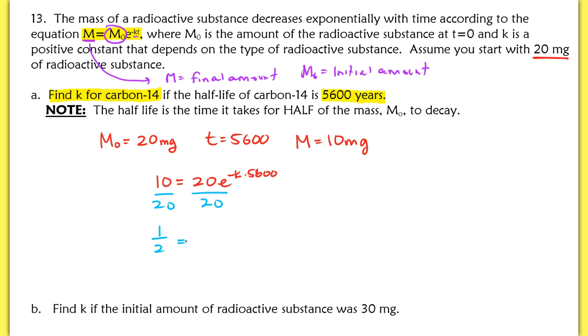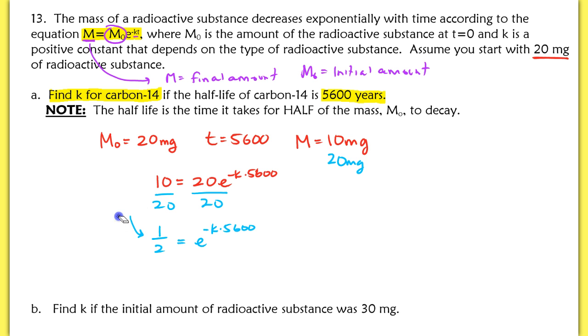Now, anytime you do a half-life problem and it asks you to figure out the k value or even the amount of time, you're always going to end up with 1/2. For example, if I started with 40 milligrams and asked how long it would take to decay to half of its amount, then your final amount would be 20 milligrams. So you would start with 20 equaling 40 times e to the something, divide out that 40, and you'd end up with 1/2. So every single time you do a half-life problem, you can skip the 10 and the 20 and just go straight to 1/2 equals e to the negative k times 5,600.